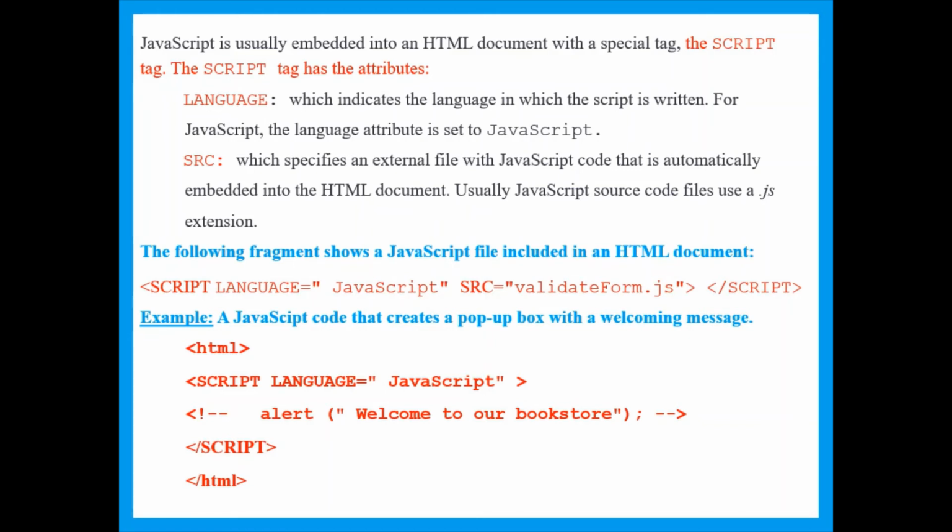JavaScript provides two different commenting styles, single line comment and multi-line comment. The single line comment starts with the double forward slash, whereas multi-line comments start with forward slash star and end with star forward slash.